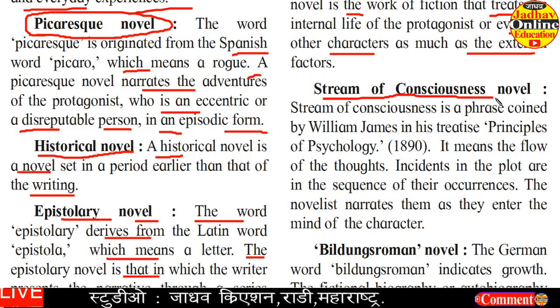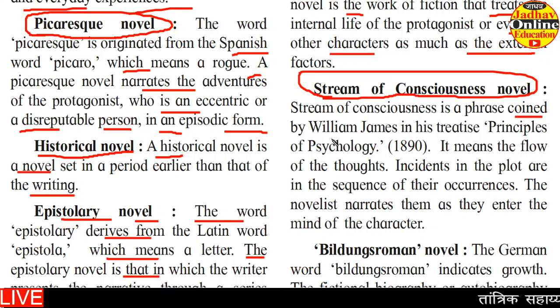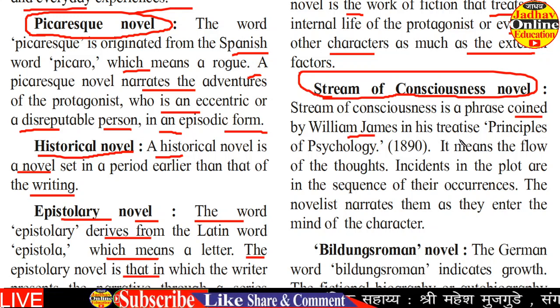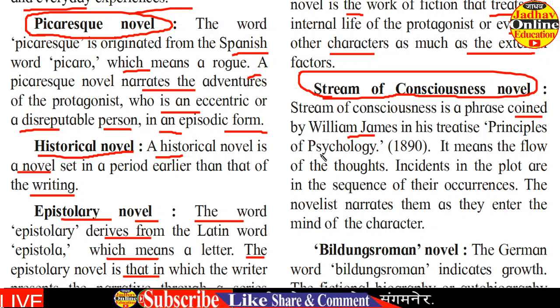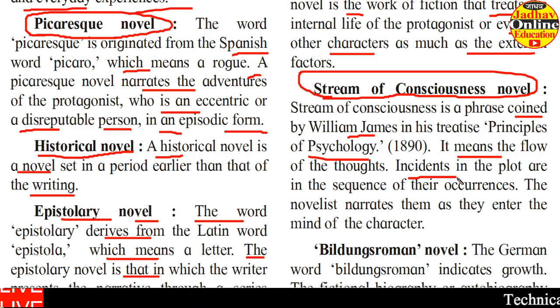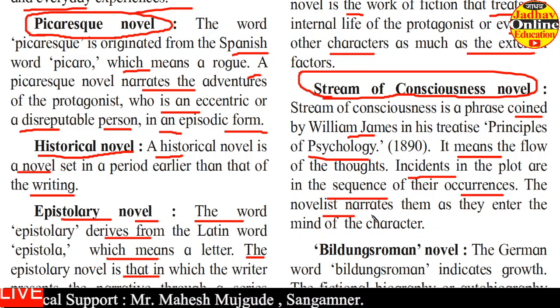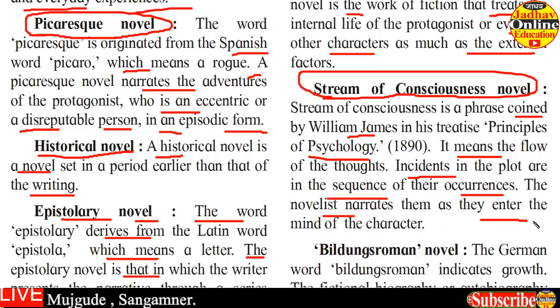Stream of consciousness novel. Stream of consciousness is a phrase coined by William James in his treatise Principles of Psychology, 1890. It means the flow of the thoughts. Incidents in the plot are not in the sequence of their occurrences. The novelist narrates them as they enter the mind of the character.